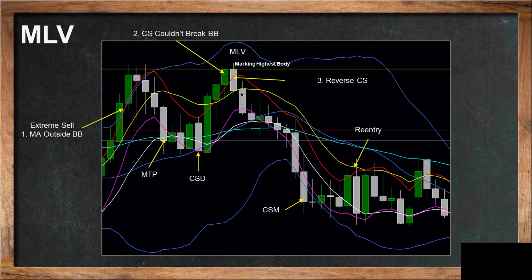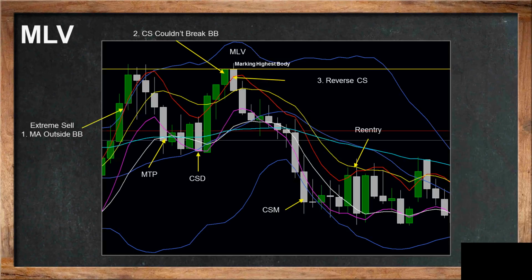Okay. As soon as you have a candlestick that couldn't break BB and you have a reverse candle immediately after that candle, then you need to mark the highest body, because you need to wait until there is a retest to complete the MLV setup.